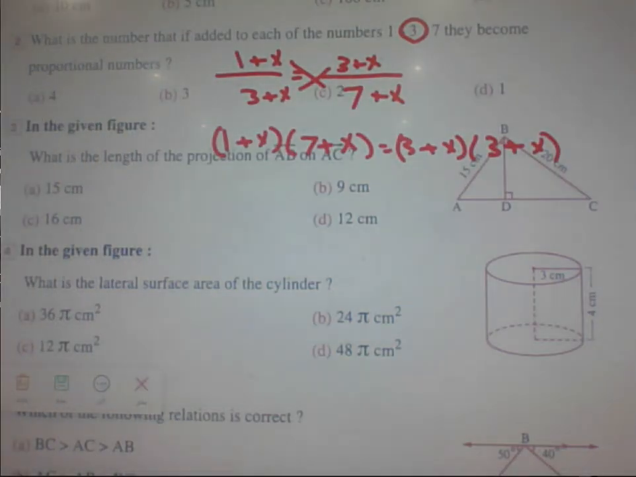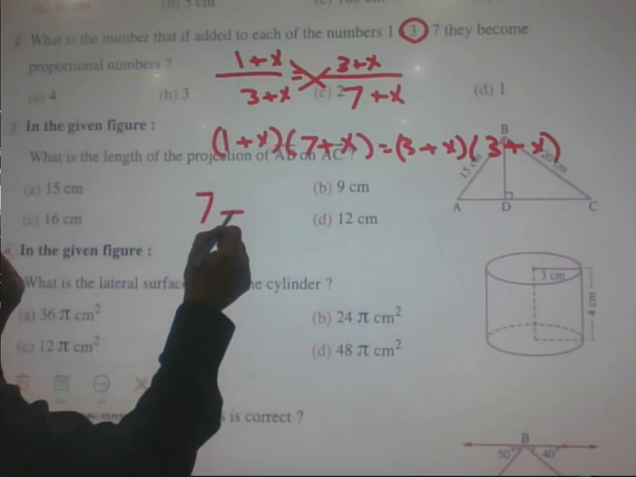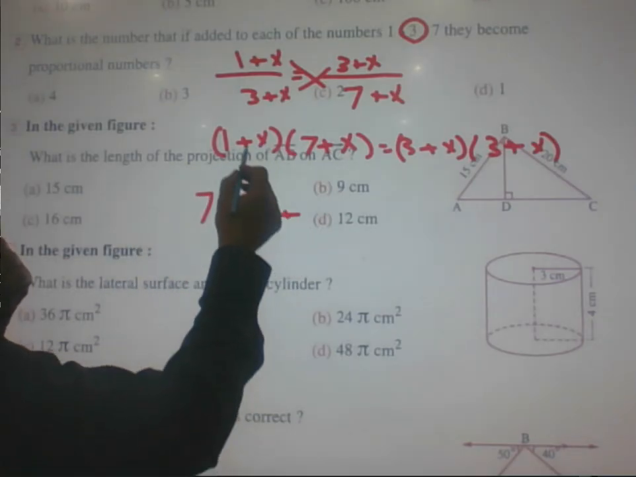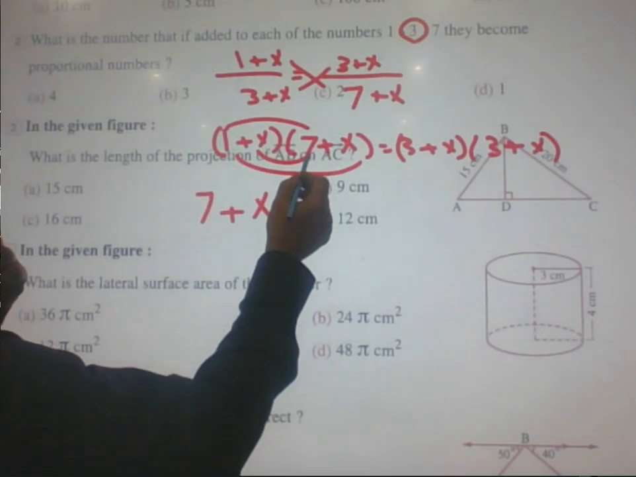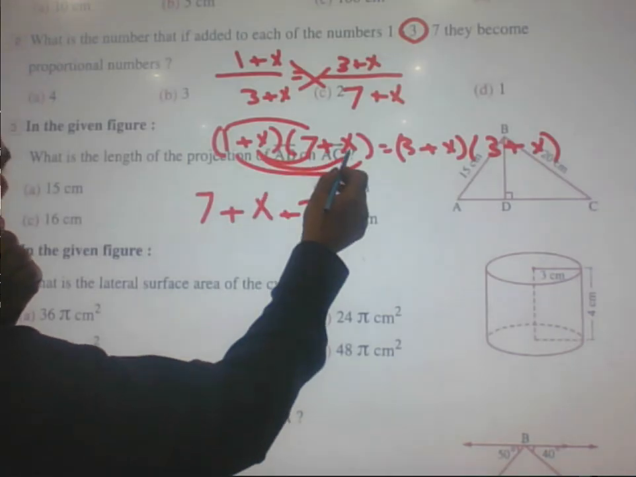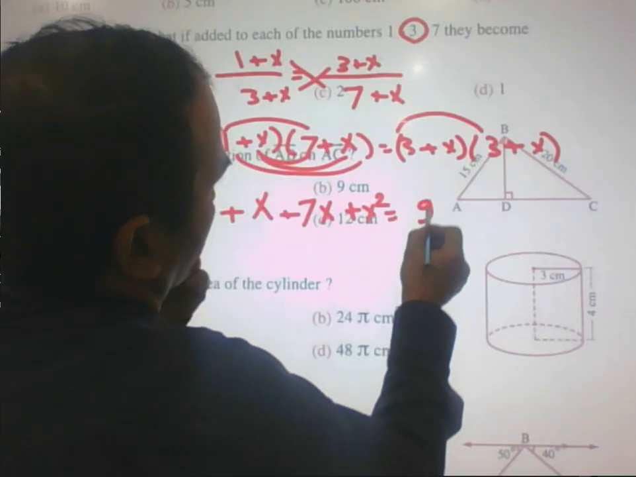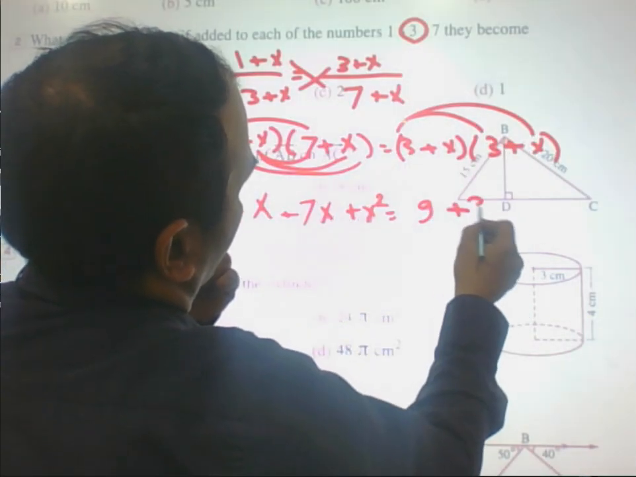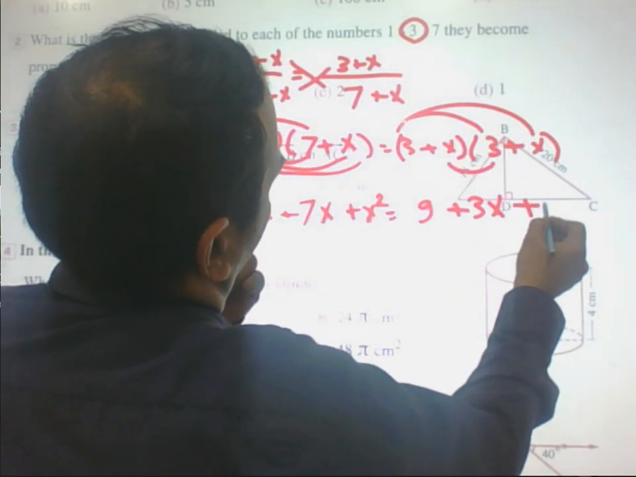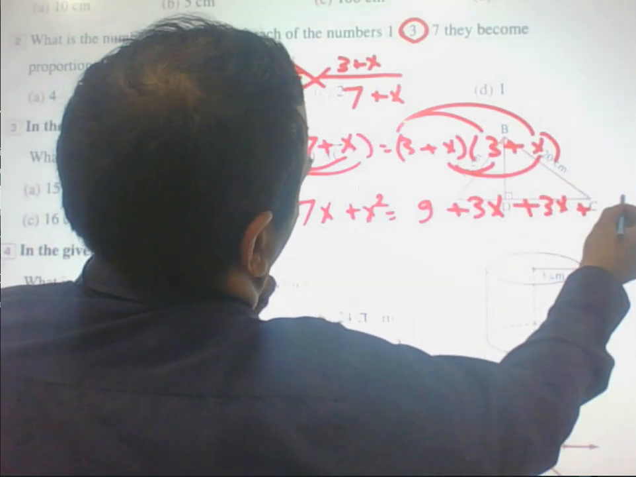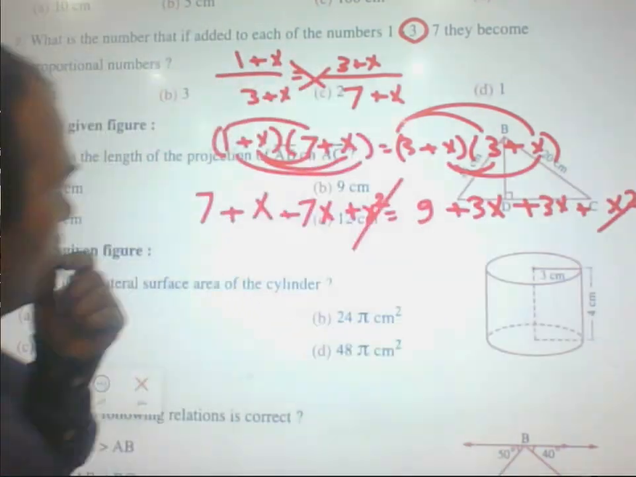And then using distributive properties, 1 times 7 is 7. 1 times x equals x. Okay, using distributive properties, and then 7 times x will be 7x. And x times x equals x power 2, equals 3 times 3 equals 9. And 3 times x equals 3x. X times 3, it will be 3x. And x times x is x power 2. We can cancel x power 2 by x power 2.